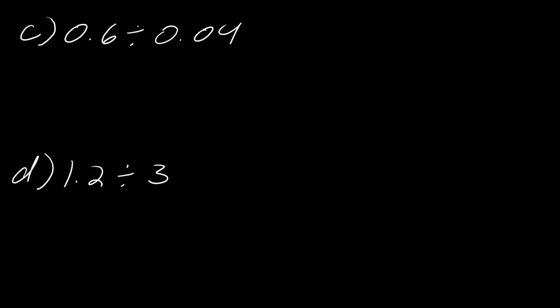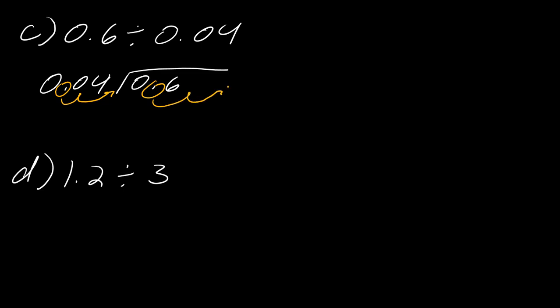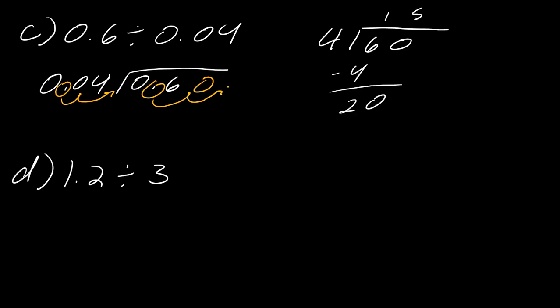Okay, so now let's do 2 more. Pause here, hit play when you're ready. Okay, so once again, I'm going to set this up. So I've got 0.04 going into 0.6. In this case, I need to move this decimal over 2 spots. When I move this decimal over 2 spots, what do you think goes in the empty spot? It would be a 0. So now I'm just going to divide 4 into 60, and 4 goes into 6 once. Subtract off the 4. Bring down the 0. 4 goes into 20 5 times. So the answer here would be 15.